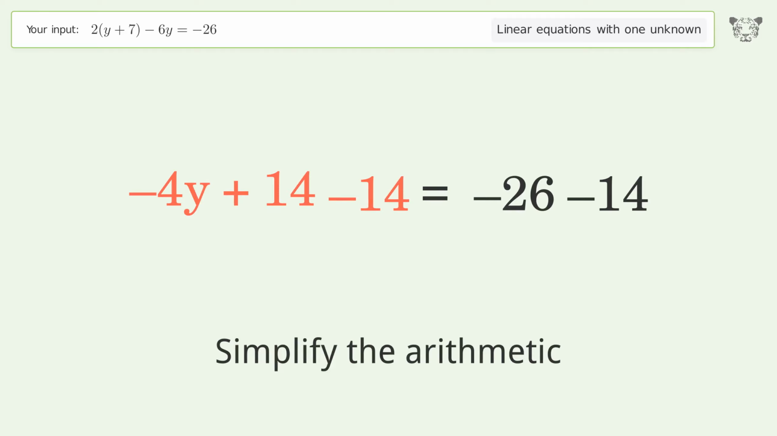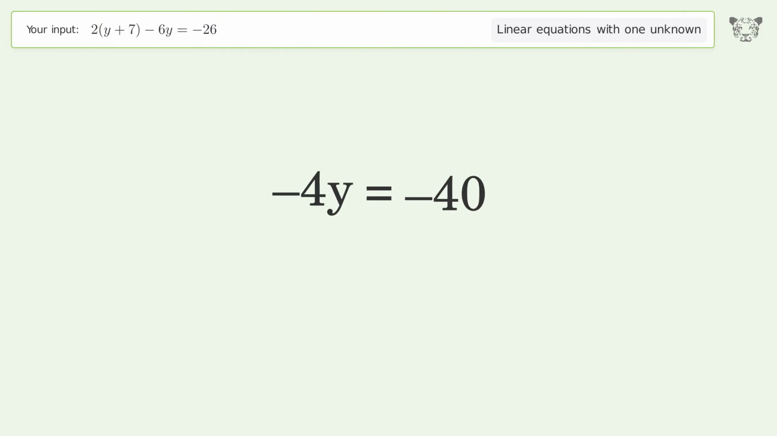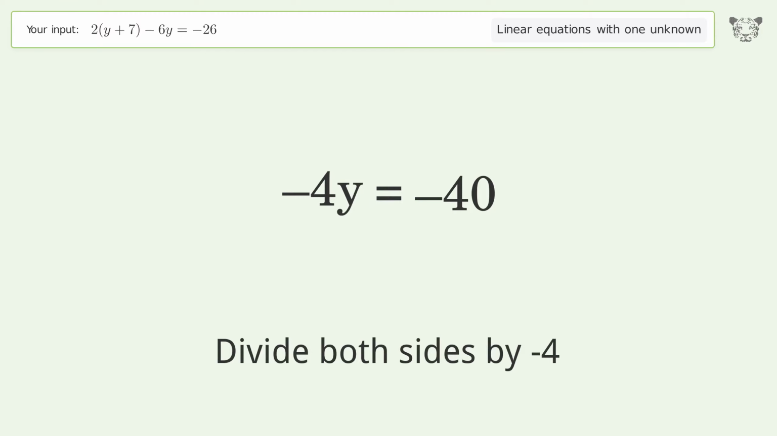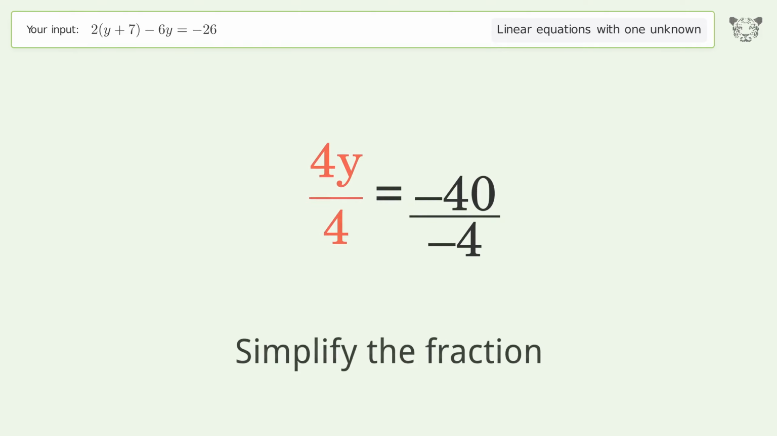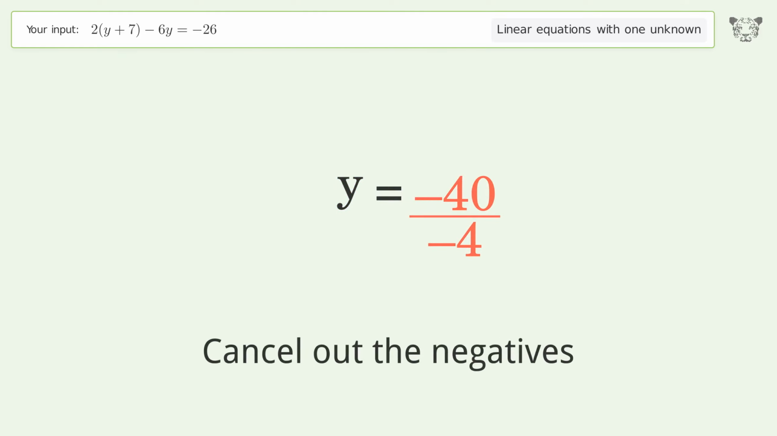Simplify the arithmetic. Isolate the y. Divide both sides by -4. Cancel out the negatives. Simplify the fraction. Cancel out the negatives.